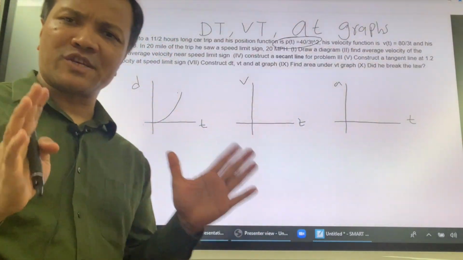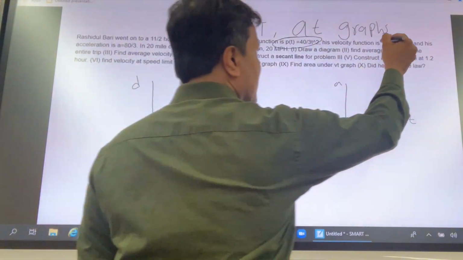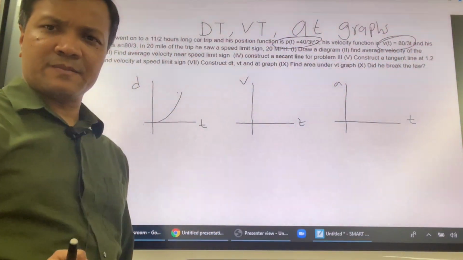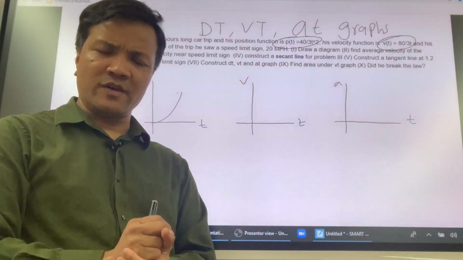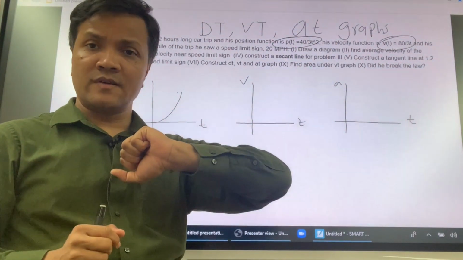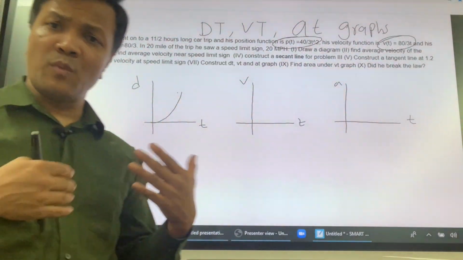But just to make sure, the velocity function is linear increasing. Okay, that proves my point. The velocity function is linear increasing. So let's go draw it. You can make sure even more.